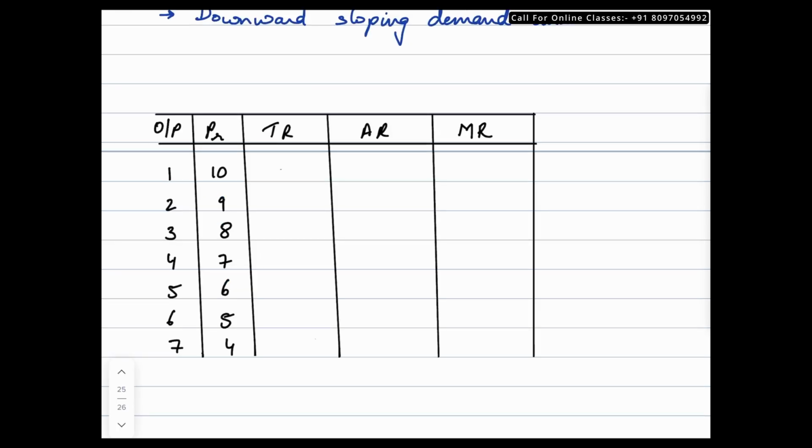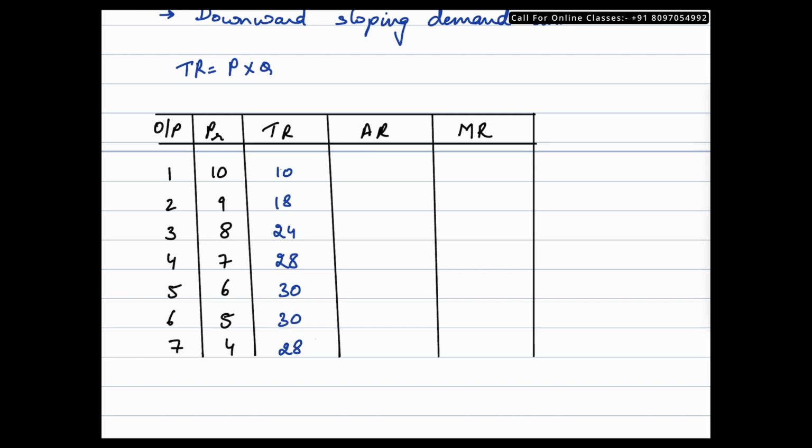Now in this schedule, we have output going up from 1 to 7 and prices falling down. Let's calculate total revenue. If you've been following this video series, you should be aware of how total revenue is to be calculated. Still, I would write down the formulas somewhere over here in the middle. So total revenue is calculated as price times output, which is basically the multiplication of these two columns. Let's calculate that. So it's 10, 18, 24, 28, 30, 30 and again 28.